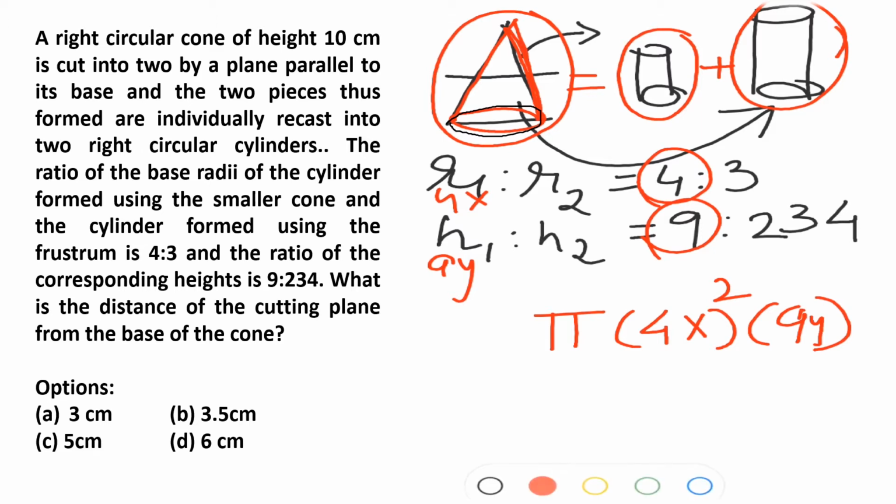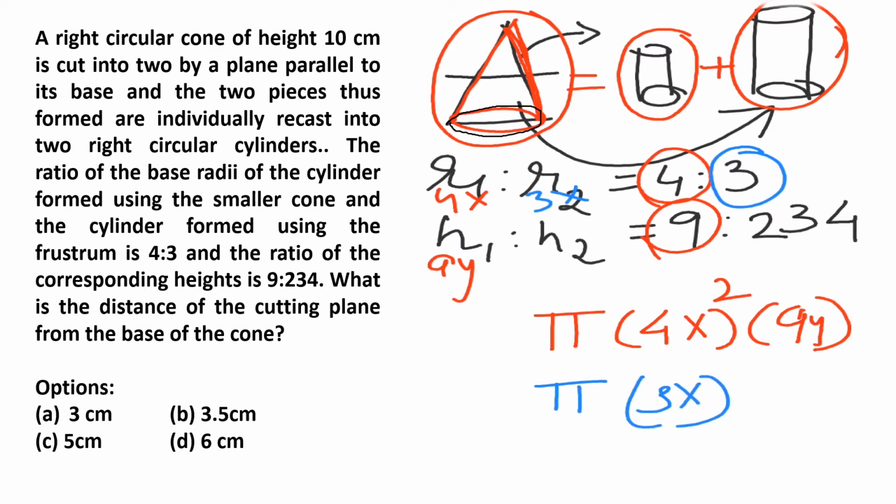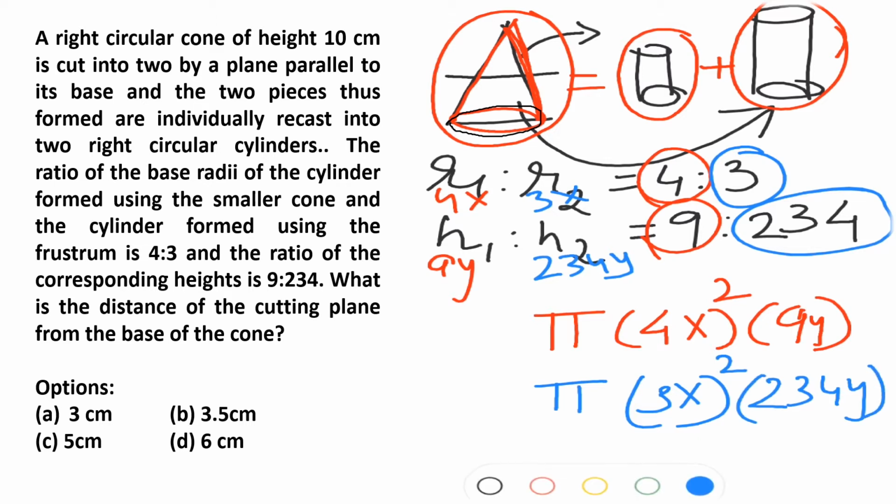Now when I talk about the bigger cylinder, the bigger cylinder will be pi r squared h. R here will be 3x, and (3x) squared, and 234. This is 234y. So 234y. Pi r squared h. Basically I am following the formula pi r squared h. So using this formula, I found out the volume of the smaller cylinder.